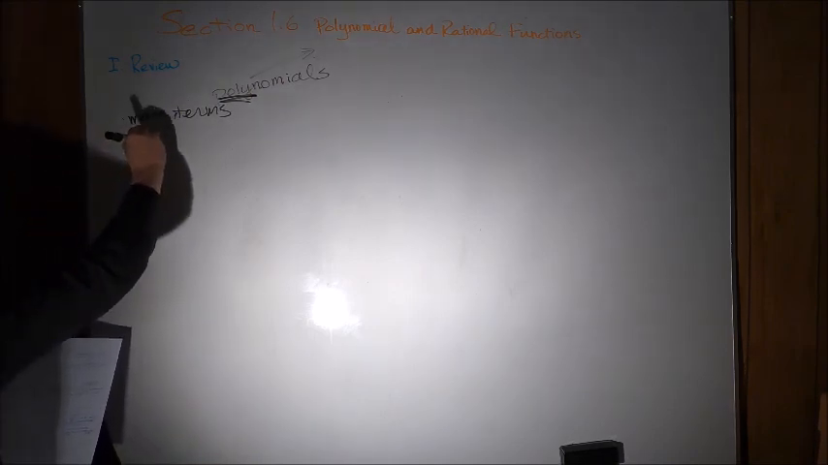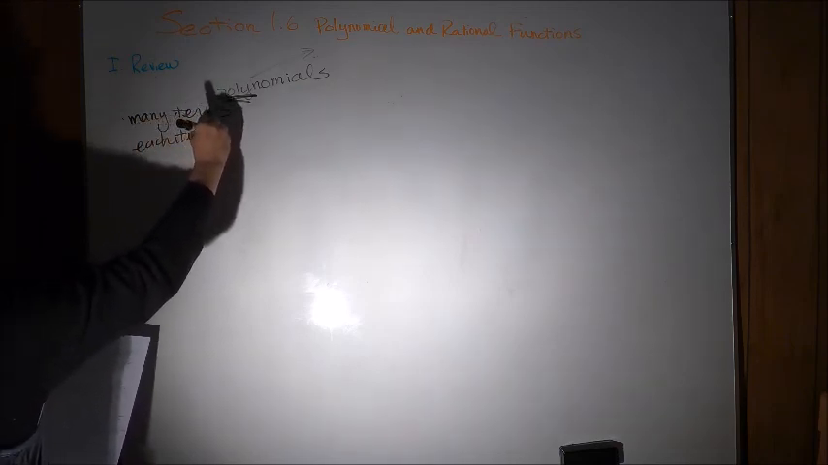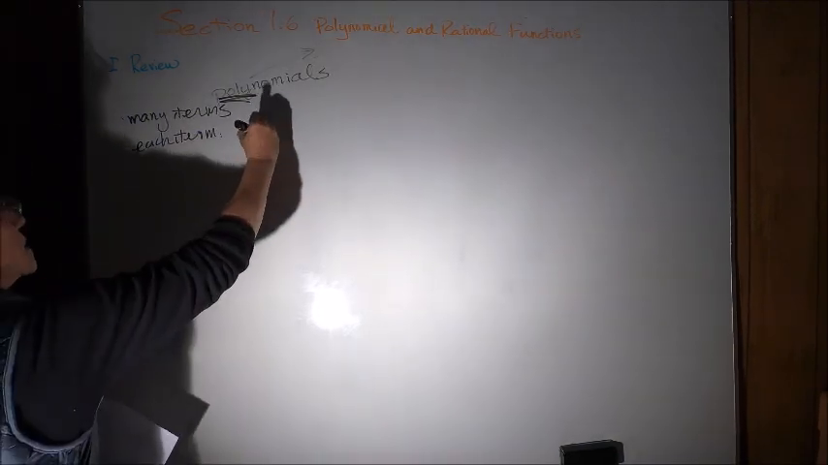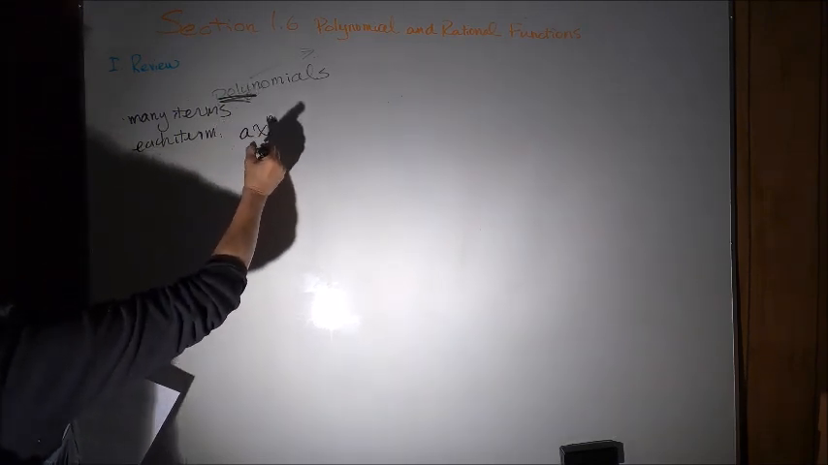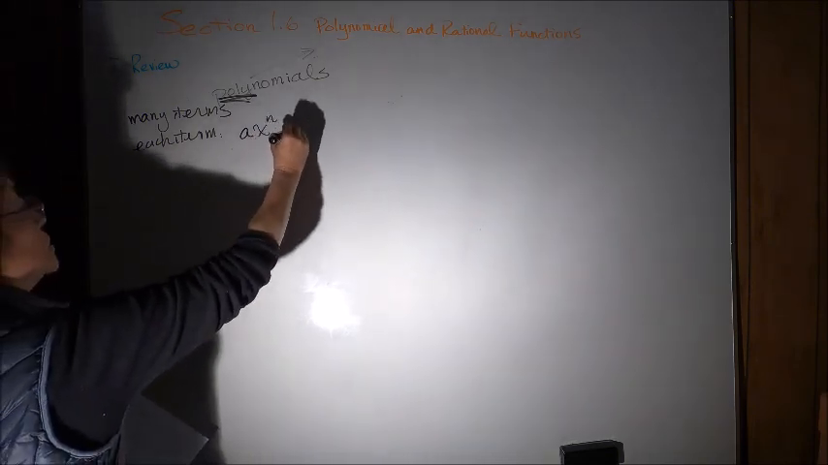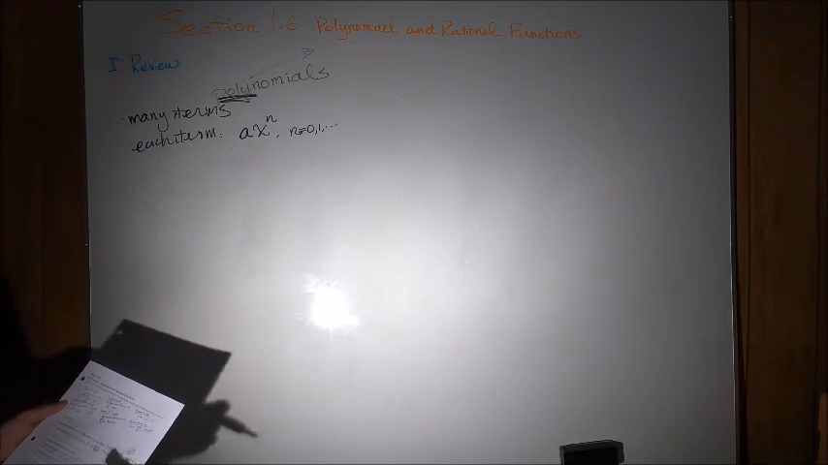And how does each term look? Each term has x to some power, x to the n power, with a coefficient in front of it. Then you have many terms added together. Then your n is from 0, 1, all the way up. No negative. If the power is negative, we mean something different, and we have a different name for it.